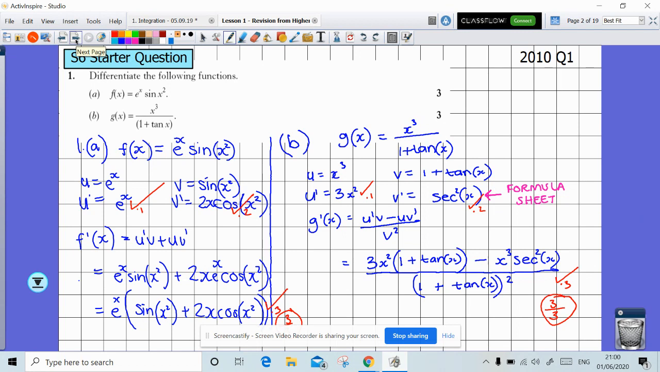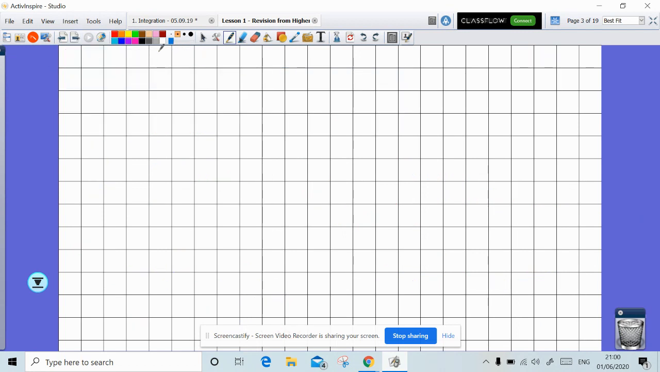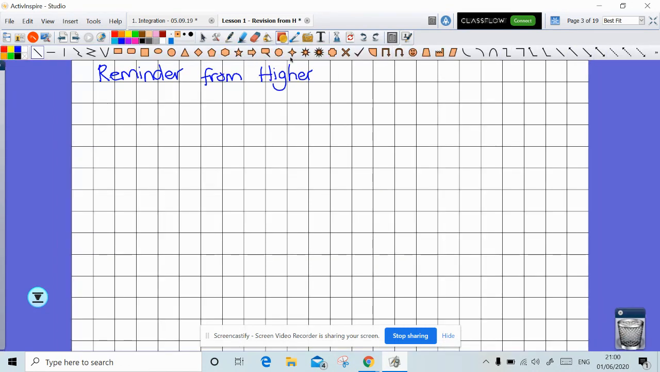Now we're going to go on to the first topic of integration, and it's just a reminder from Higher. In your notes jotter, I am going to do it at the same time as you, so can you copy this down? Reminder from Higher. I've just got about 5 or 6 questions that we're going to go through, and then start working through our new functions for this.